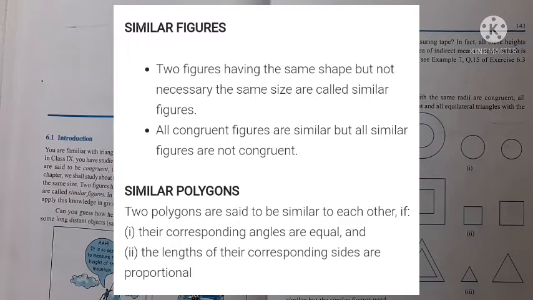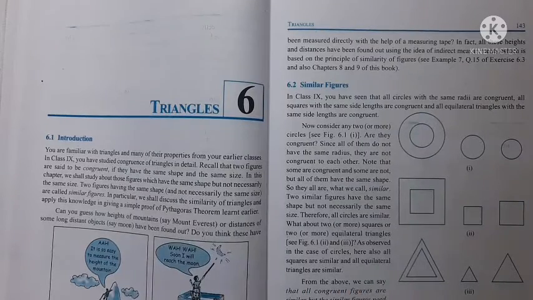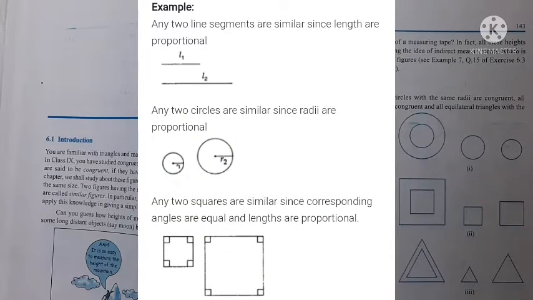Then similar polygons. We term two polygons as similar if they satisfy these two conditions: their corresponding angles are equal and the lengths of their corresponding sides are proportional. Example: any two lines are similar since the lengths are proportional. Here you can see two lines, L1 and L2. These two lines are similar because their lengths are proportional, that is, the shape of both lines is the same, they are straight lines.